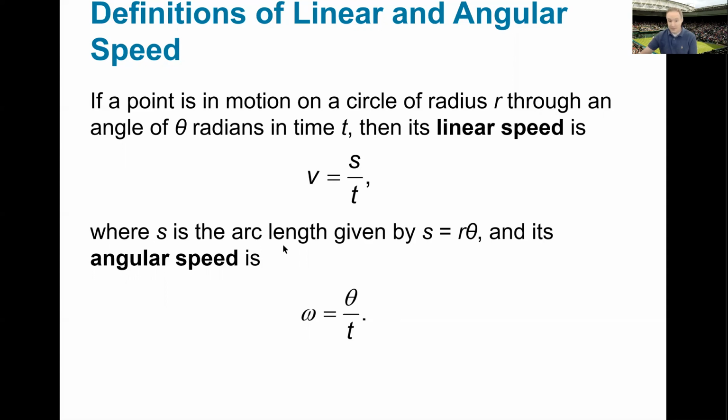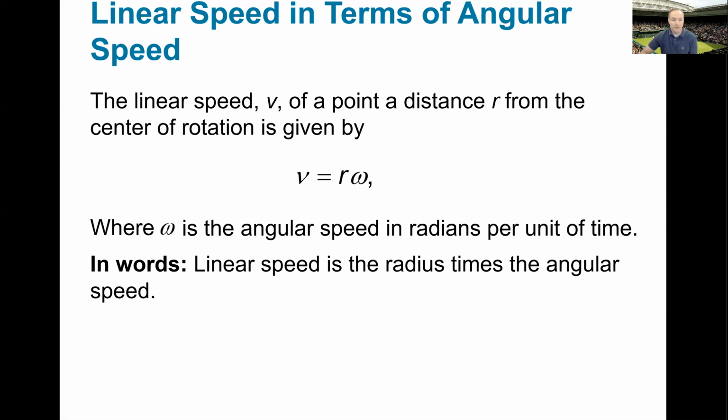Now, S is the arc length, like I just mentioned, and it's equal to that r times theta formula. Now, what is its angular speed? It looks like a script w. It's called omega. Omega is equal to theta over t, where you just say it's the angle traveled. So this should make sense. The angular speed is the angle traveled divided by the time required.